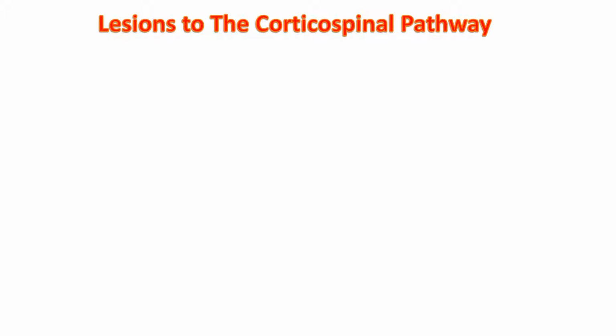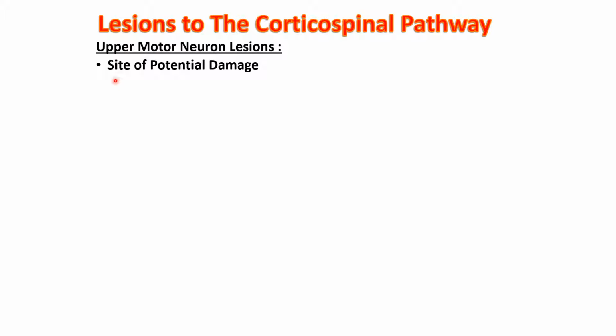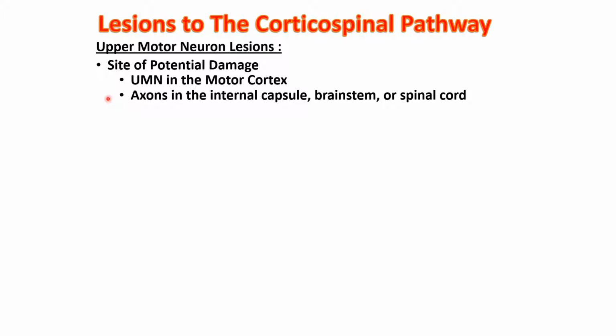Lesions to the corticospinal pathway should be looked at in terms of upper motor neuron lesions. Where the site of damage is, the upper motor neuron could be in the motor cortex, precentral gyrus, could be in the internal capsule, brainstem, or spinal cord. This is a long distance, could be 2 or 3 feet. So an upper motor neuron lesion could affect anywhere from the cortex all the way down to the lumbar spine.